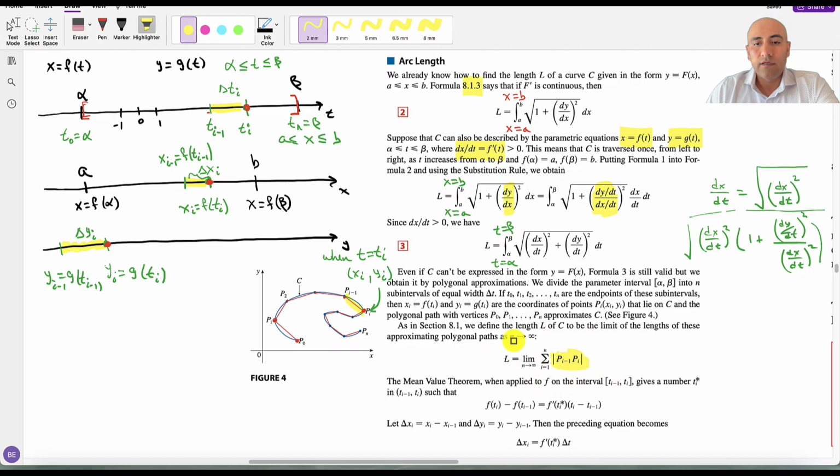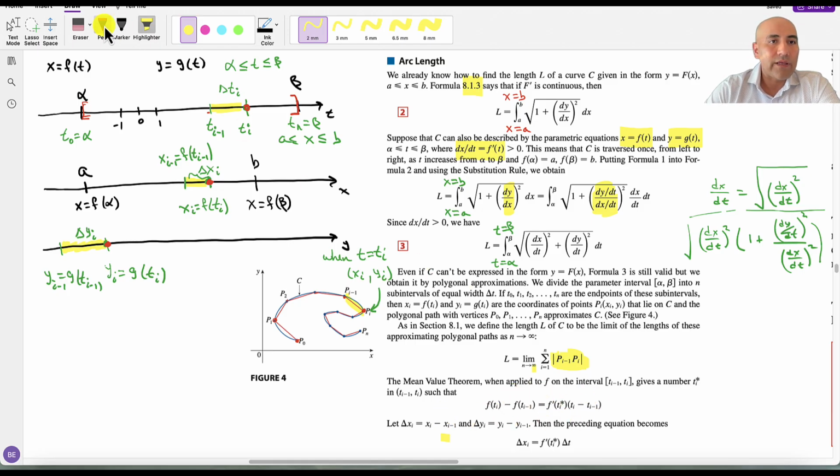Right? So that's what this is saying. The length of the curvature is equal to the limit as n goes to infinity of the Riemann sum as i goes from 1 to n of the lengths between p sub i minus 1 to p sub i. Okay, so now by the mean value theorem, when applied to f on the interval t sub i minus 1 to t sub i, this gives a number t sub i star on the interval t sub i minus 1 to t sub i such that this is true, the mean value theorem.